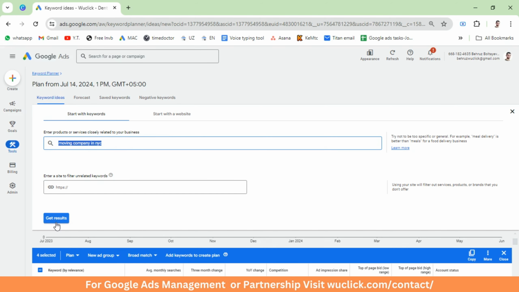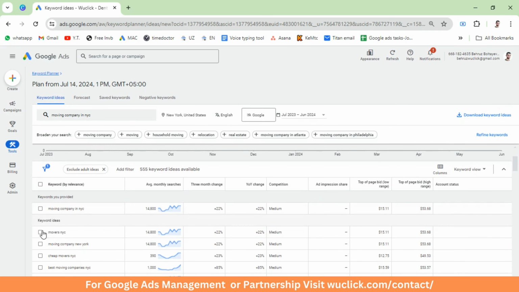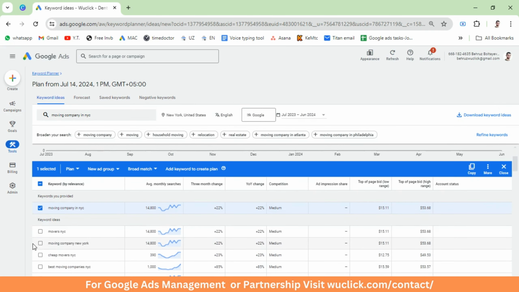Moving company in NYC. Get results. So moving company NYC movers, that's more generic, so we're not going to be choosing them. Moving company New York, cheap movers, best moving companies NYC, moving services NYC. These are the four keywords, and I think those would be enough. So cost per click minimum $15, $15, $15, $15. On average, the minimum requirement for this industry is $15 for those specific keywords.